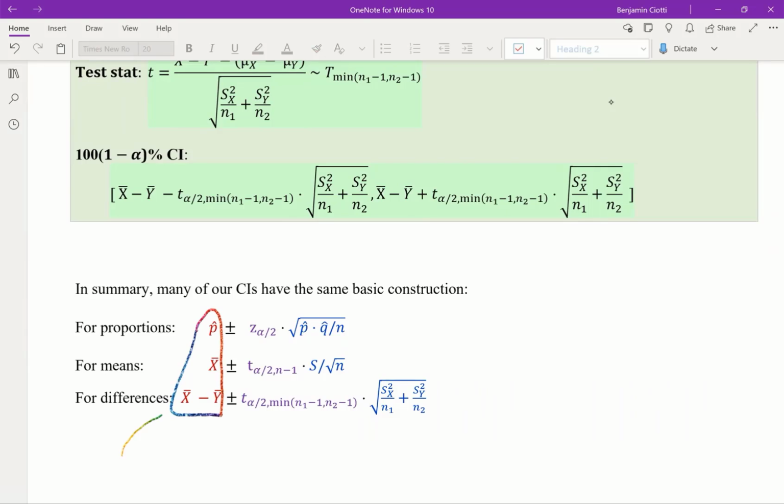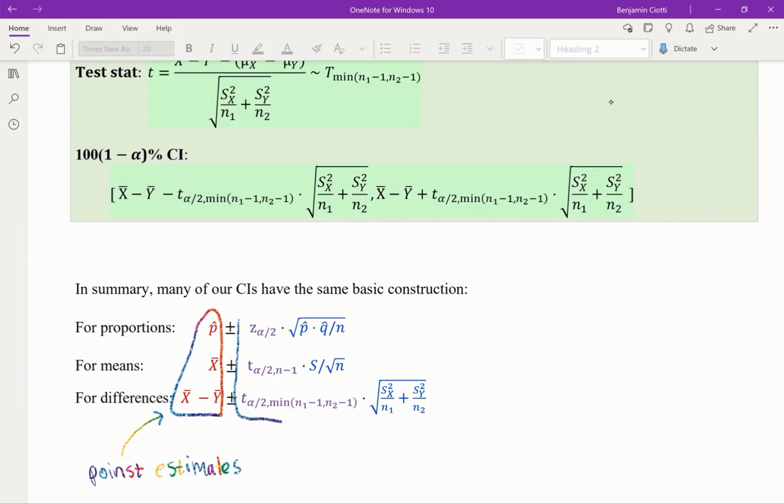with, what do we call the terms in red here? Those are called point estimates. And then we pad our point estimate by doing plus or minus some margin of error, right? So these terms are the margin of error, and the margin of error terms all have the same form.